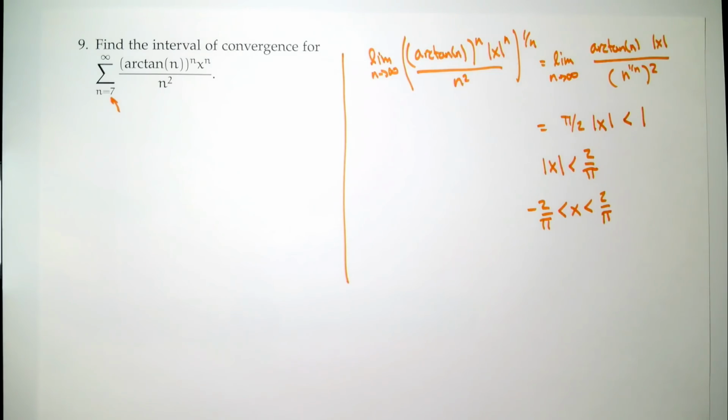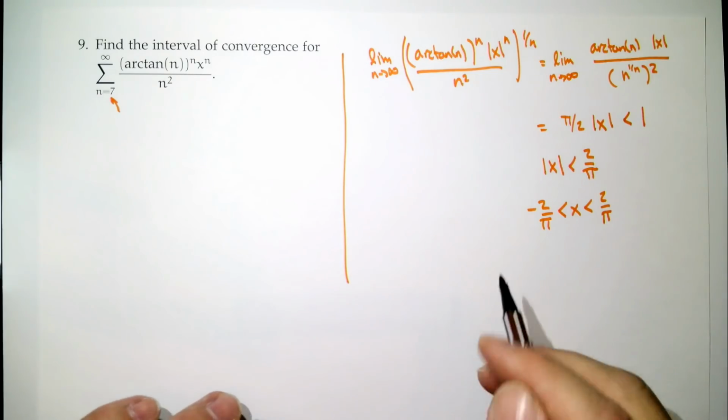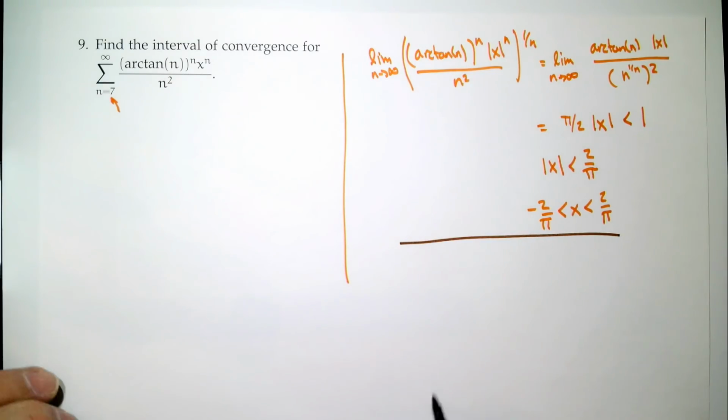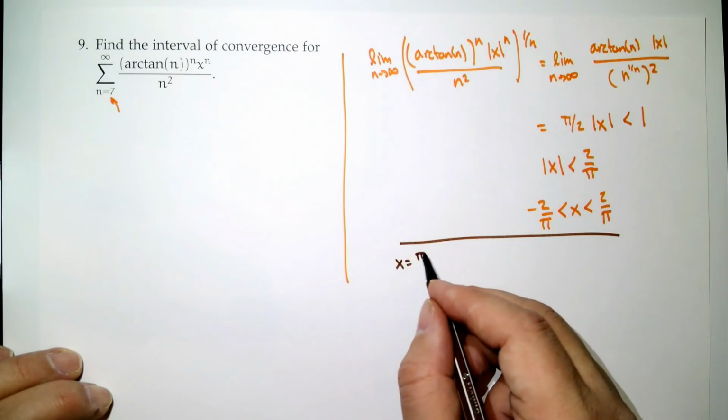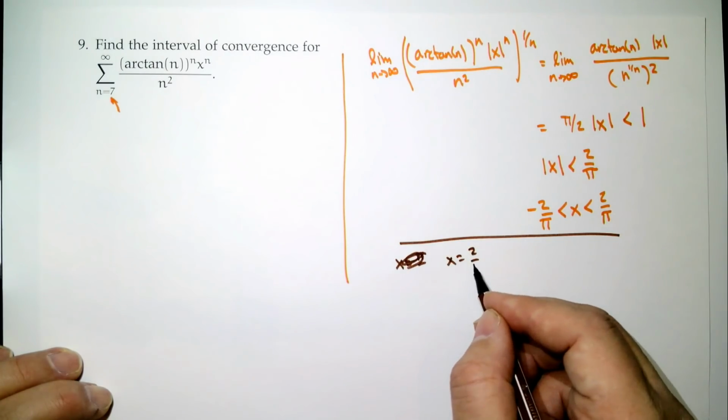The endpoints. So, interval of convergence problems always have two parts. Find the radius and the center, which is essentially this process. The second part is find the endpoints, and by find the endpoints, it's do they get included or not. So, let's plug in one of these numbers. Suppose I have x equals, sorry, not x equals pi, x equals 2 over pi.